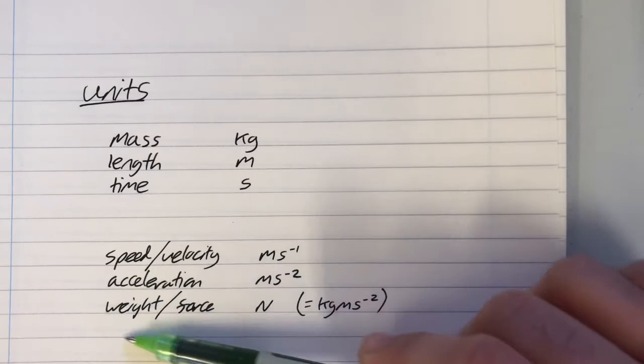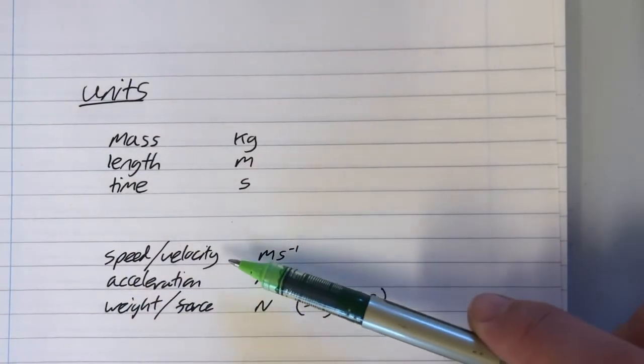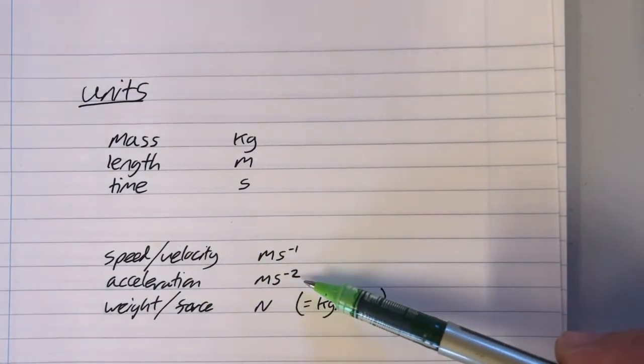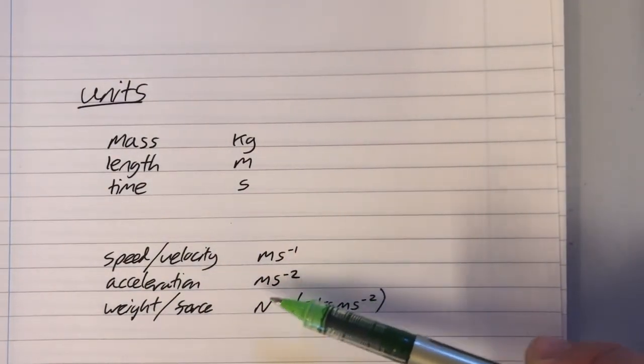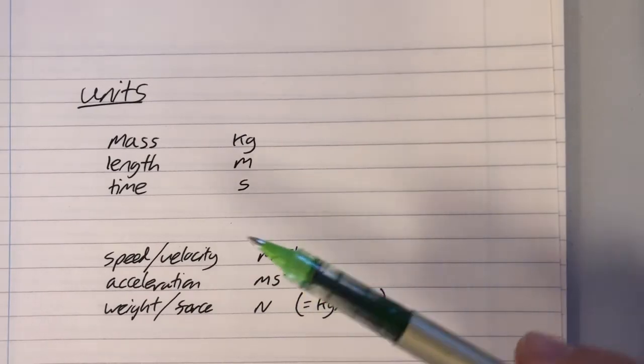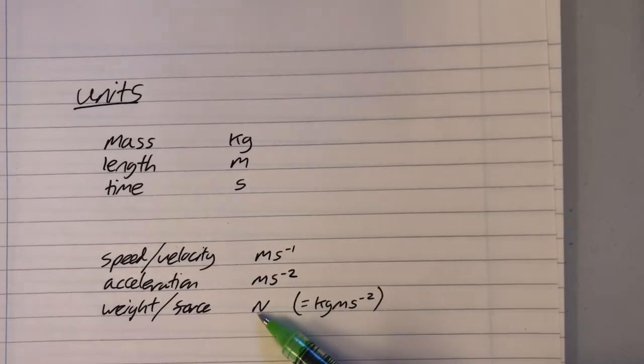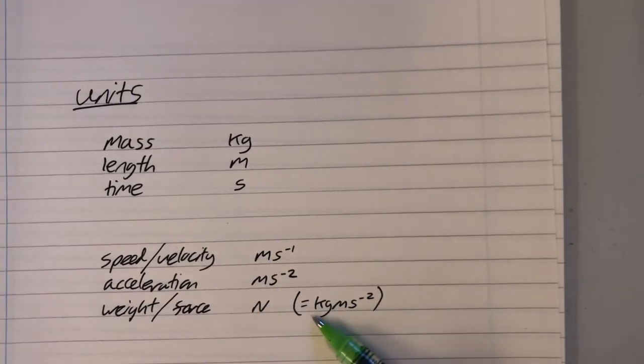And then three other units that we use quite a lot are the speed or velocity, which is measured in metres per second, the acceleration of an object, which is metres per second squared, and then the weight or force, which is measured in newtons, which in base SI units is kilograms metres seconds to the minus 2. That can be thought about from Newton's second law: a force is the mass times the acceleration. Okay, so that's where that comes from.